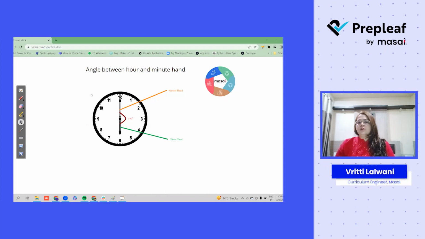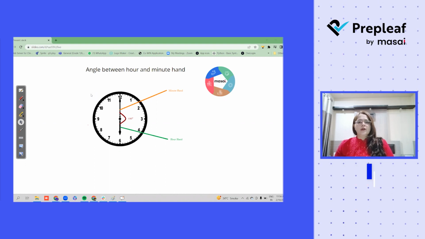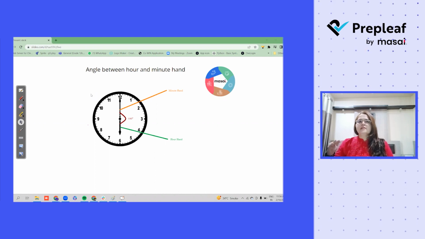So what are we learning today? Today we will be learning what the angle between the hour and the minute hand is. In the questions there will be different times given to you, like when it is 11:25, what is the angle between the hour and minute hand.